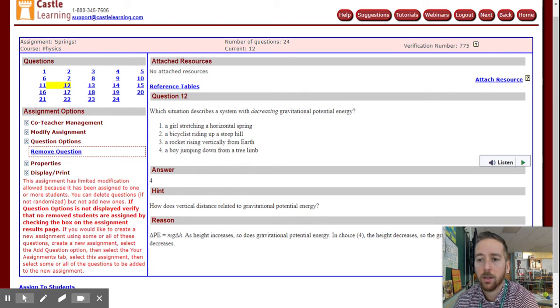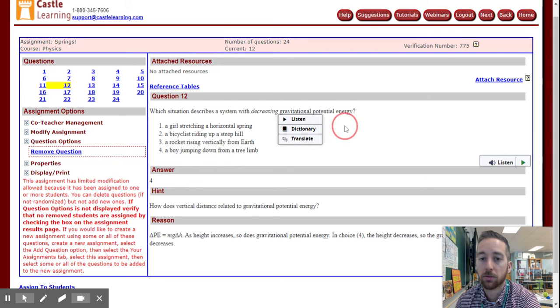Question 12. Decreasing gravitational potential energy, wild card here. A girl stretching a spring, that would be increasing spring potential. A bicyclist riding uphill is increasing your height, so that's not decreasing your potential. A rocket rising vertically, again, increasing your height. And then a boy jumping down from a tree. So this is the only one where we're losing height. So that's why it's choice 4.